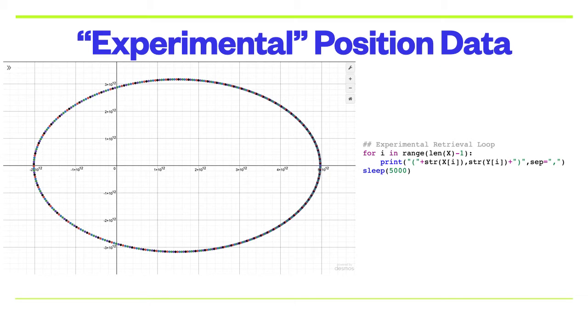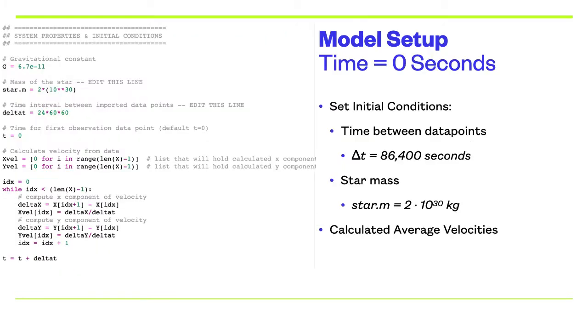Here's a graphical representation of the position data. The points represent the position of the star at different values of time. The model was developed with respect to the initial experimental data. The mass of the star was set to be 2 times 10 to the 30th kg, and the time between observations was set to be 86,400 seconds, or in other words, 24 hours.